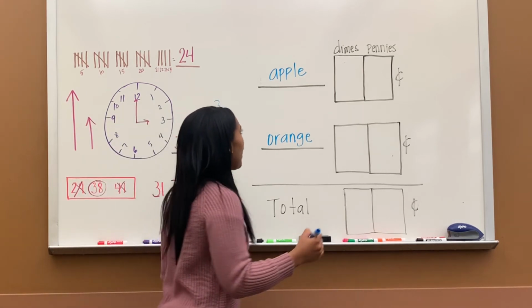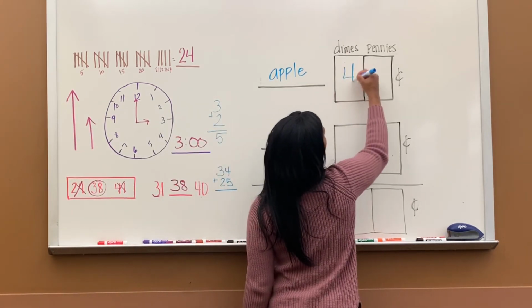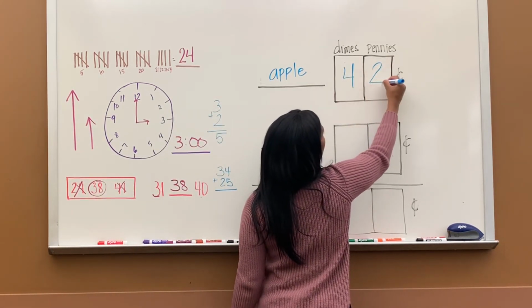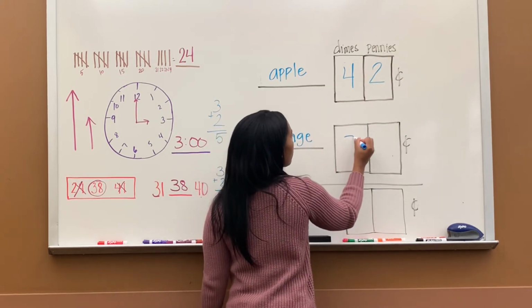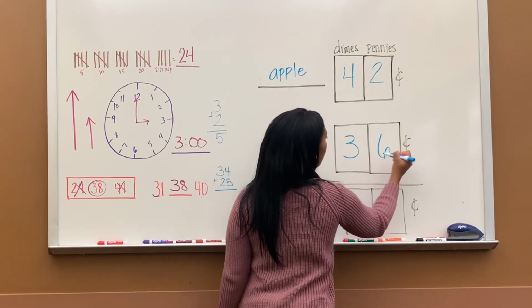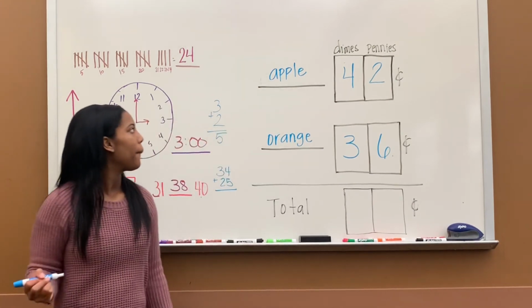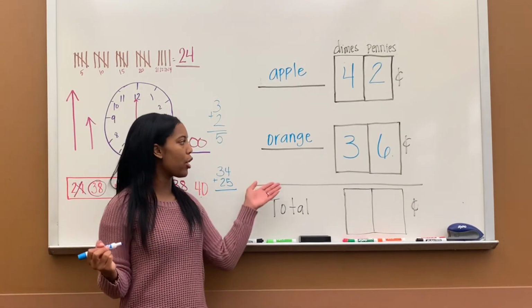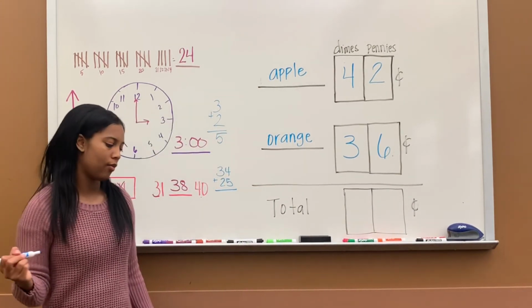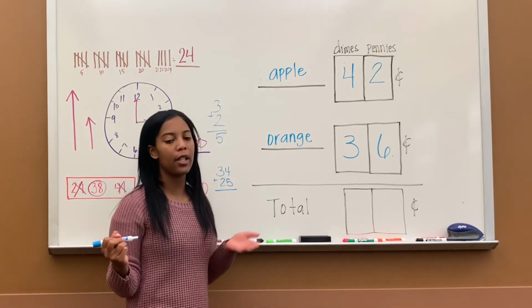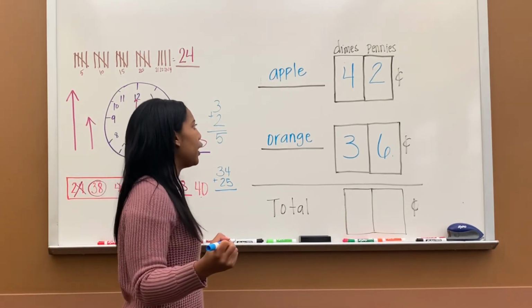All right, the apple is 42 cents. And the orange is 36 cents. Okay? Apple is 42 cents. The orange is 36 cents. So go ahead and set that one up in the next box, and we'll add it up.